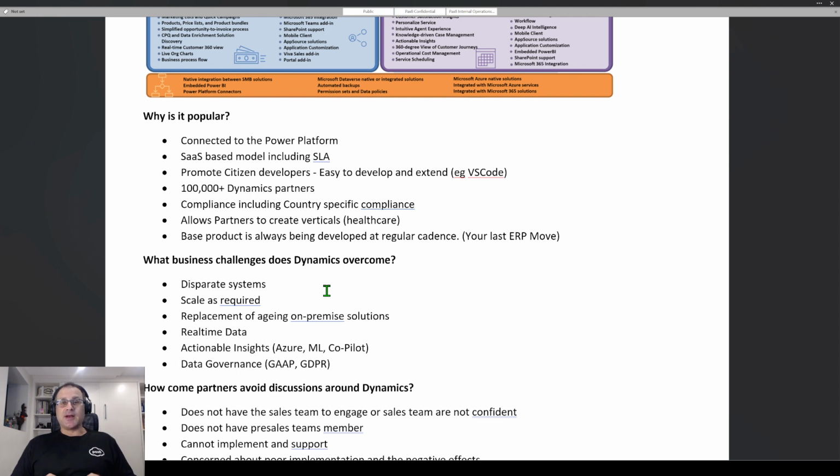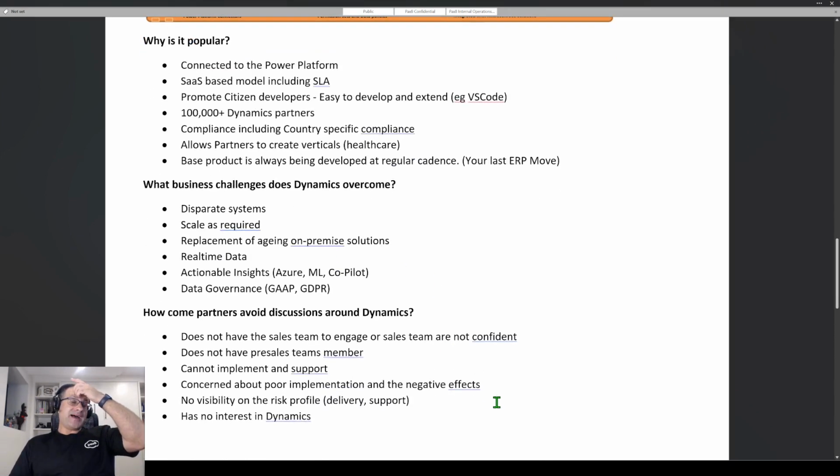I'd hate to be selling against Microsoft Dynamics, I tell you that for free. I mentioned as well data governance like GAP and GDPR. So how come some partners, and this is the crux of it, how come some partners avoid discussion around this Dynamics?